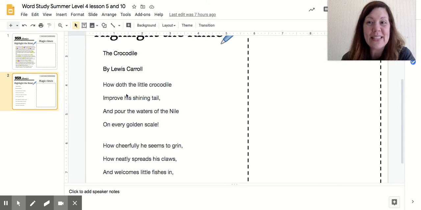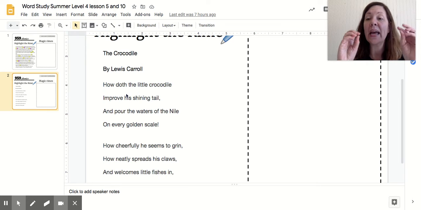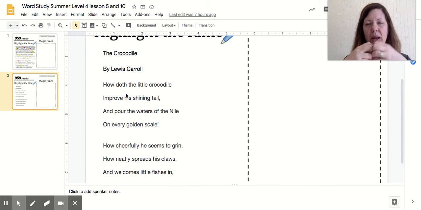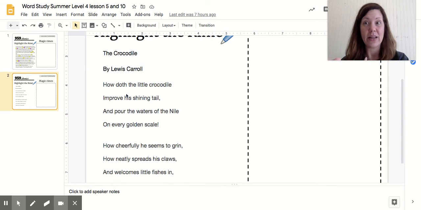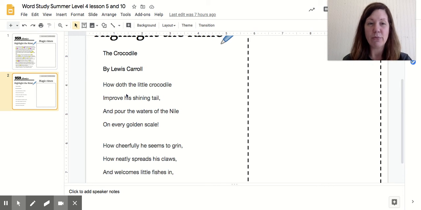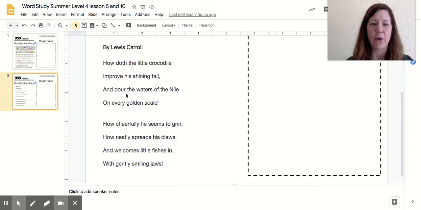So what we're going to do is I'm going to read this poem to you, and you're going to follow along. Then we're going to read it together. You can either read it out loud or read it in your head, whatever's appropriate for where you are. But as we read it together, we will stop and highlight some magic rhymes, and then you will go back and read this poem to someone else, someone in your family, or an adult that's around you. Okay, so get ready. I'm going to read The Crocodile by Lewis Carroll.